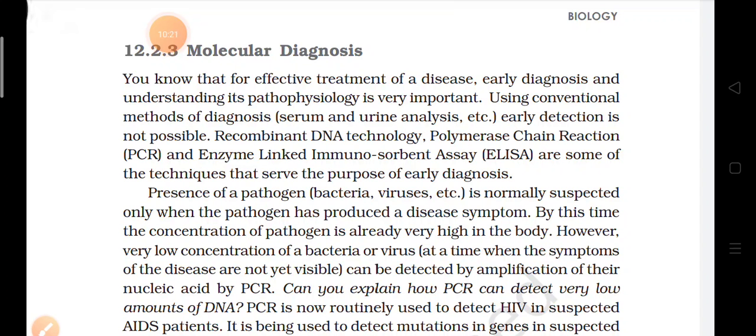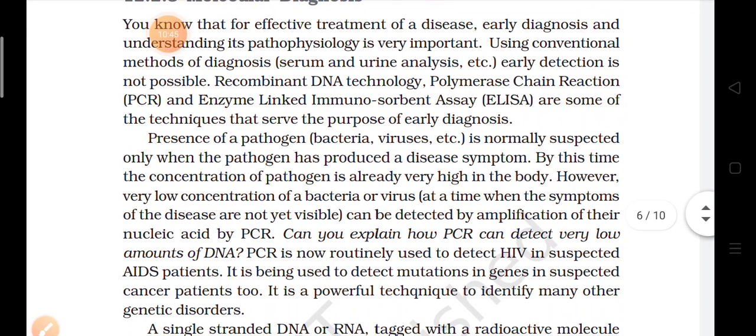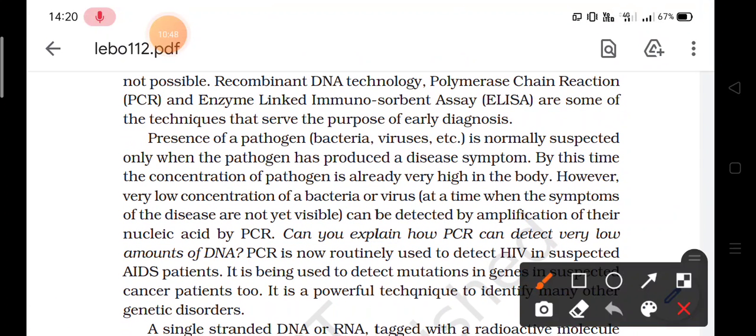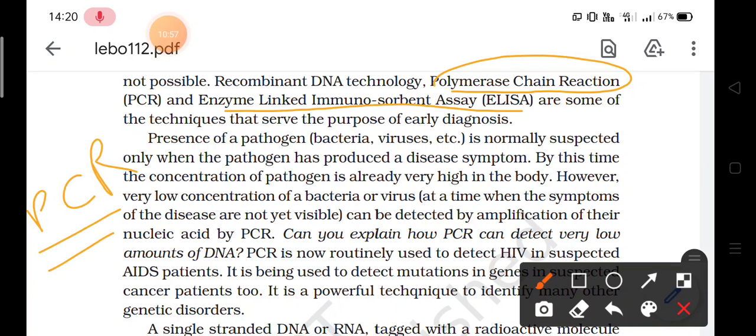And how is early detection possible? By studying the causative agents when they are very minute in number or the infection caused by them is very less. So if we talk about the conventional methods, diagnosis is not possible at the early stage. So what is necessary? Recombinant DNA technology. We have talked about polymerase chain reaction, PCR. There are two techniques, PCR and ELISA test, enzyme linked immunosorbent assay. These are the techniques in which we can diagnose the disease at the early stages.